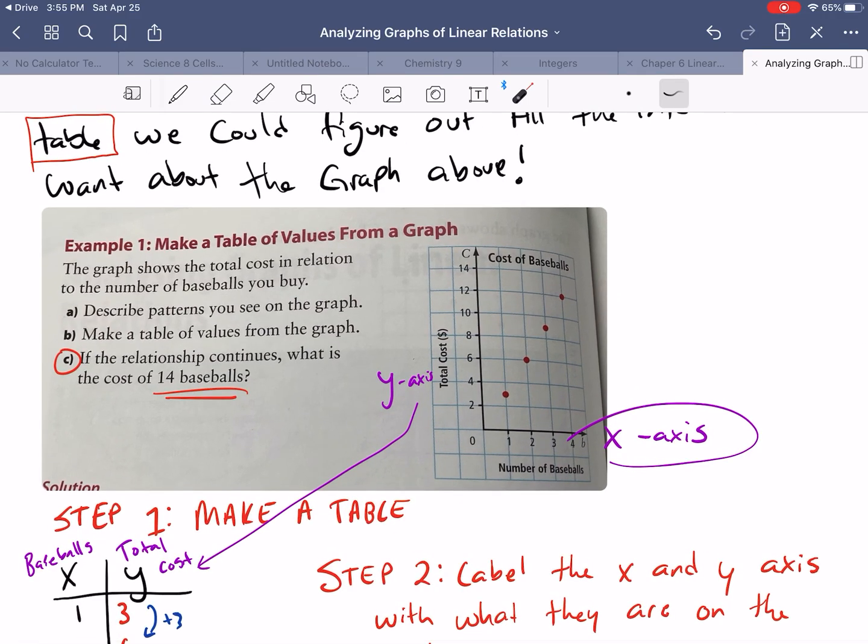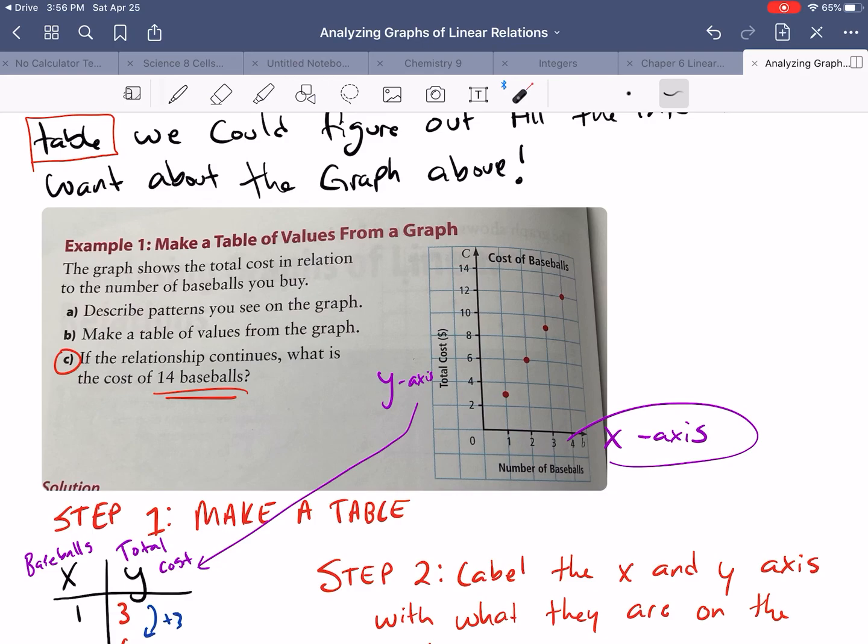I reposted the question again, and this is the one we're solving. If the relationship continues, what's the cost of 14 baseballs? Now, for some of you, if you didn't listen to anything above, you're going to make a table that's 14 things long. 1, 2, 3, 4, 5, 6, 7, 8, 9, 10, 11, 12, 13, 14. You're going to do the math and put plus 3, plus 3, plus 3, 14 times and cross your fingers that it's right.